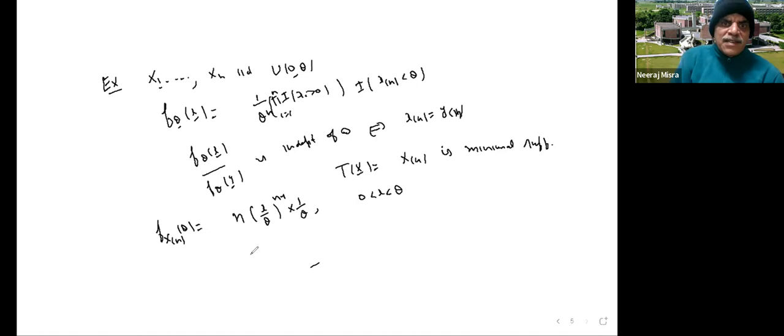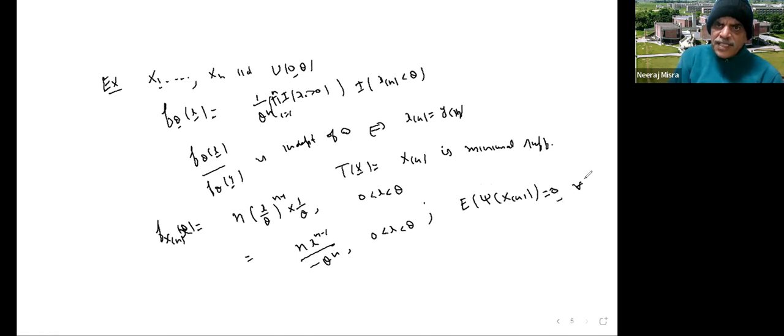For 0 less than x less than theta, this becomes n x to the power n minus 1 by theta to the power n. Now, expected value of psi of Xn is 0 for every theta greater than 0, because my parameter space is theta greater than 0. What does that mean? That means the integral from 0 to theta of psi(x) n x to the power n minus 1 by theta to the power n dx is 0 for every theta greater than 0.